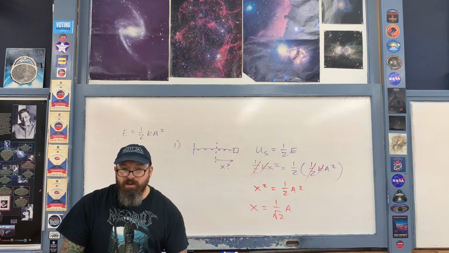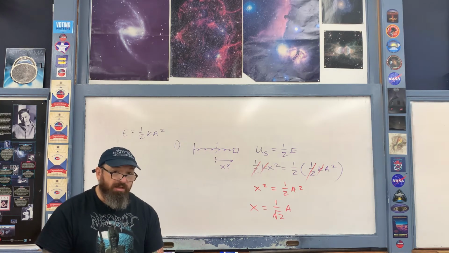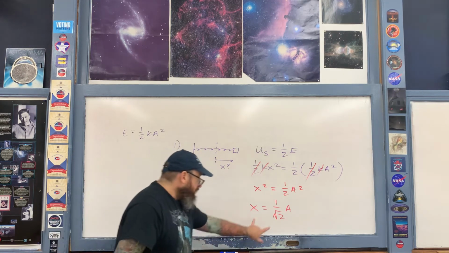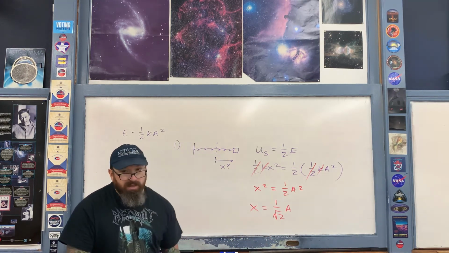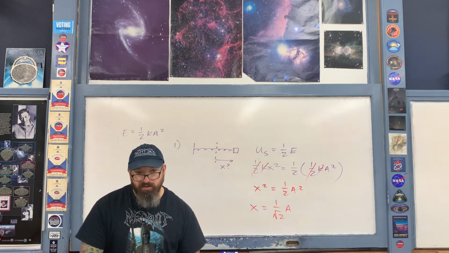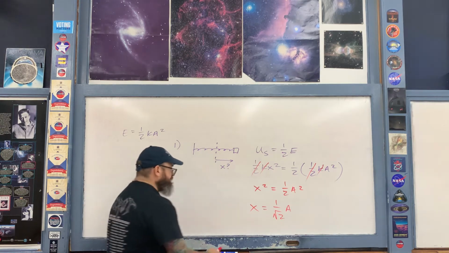So the answer is not 1/2 of a, as you may have guessed as we initially wrote down the problem. Instead, the answer is 1/√2 times a. So at this position on either side of the equilibrium position, this then means that the energy is half kinetic and it's half potential. Okay, let's take a look at number two, which is a similar sort of setup.